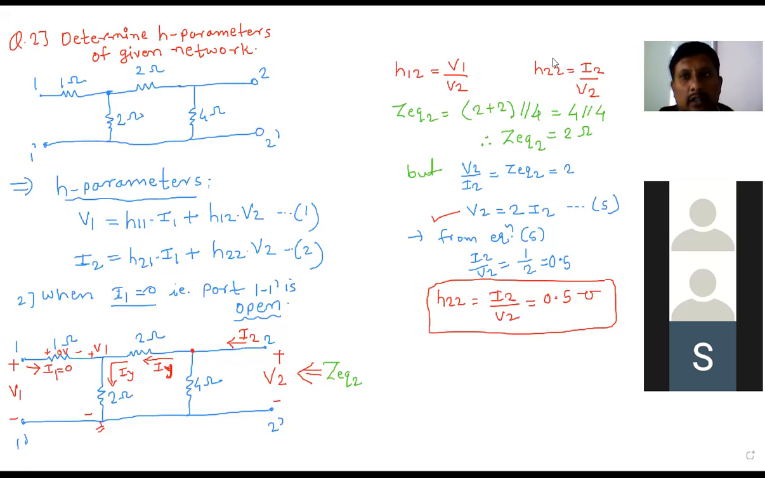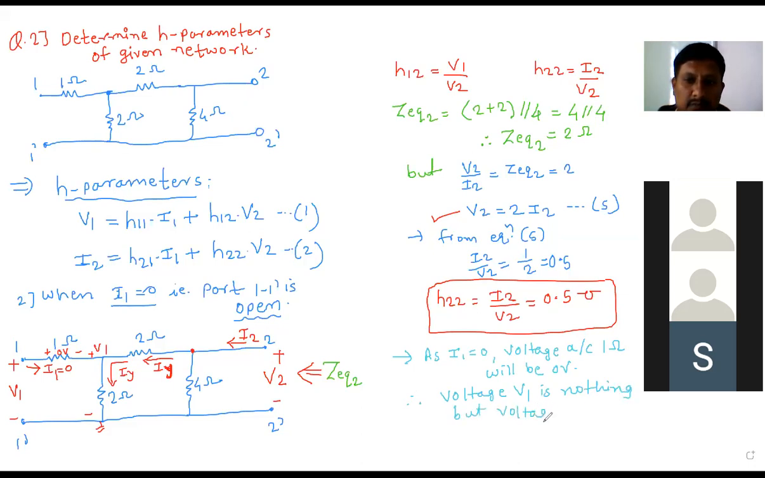Okay, so I will note down that I1 is equal to 0, so the voltage across 1 ohm will be 0 volt. Therefore, voltage V1 is given by, voltage V1 is nothing but the voltage across 2 ohm.